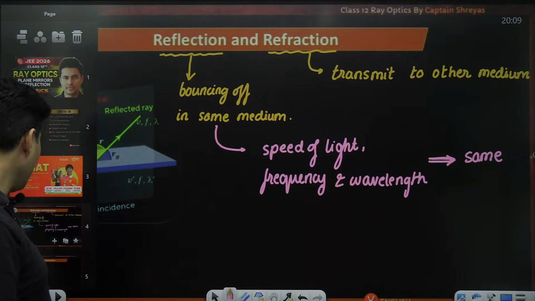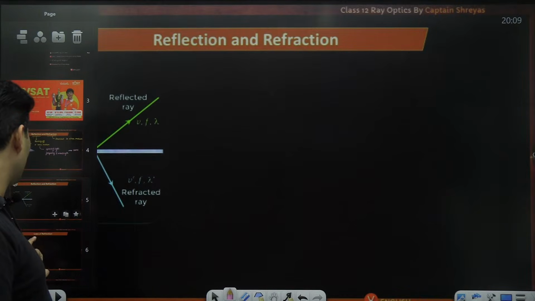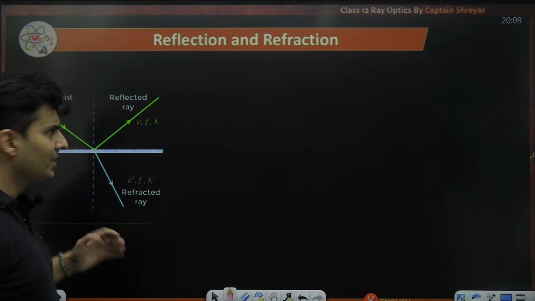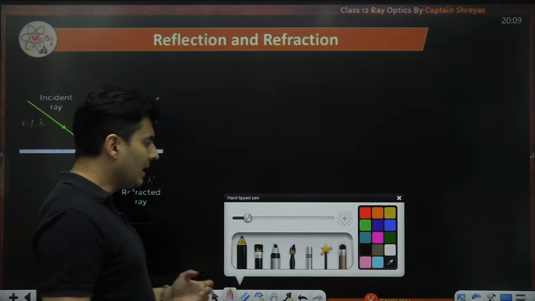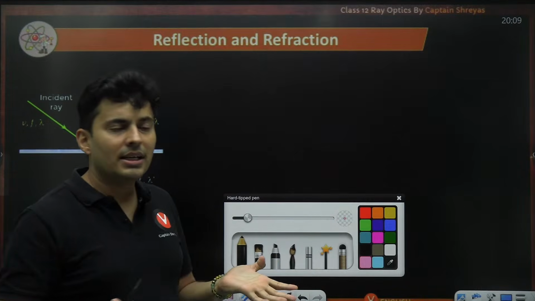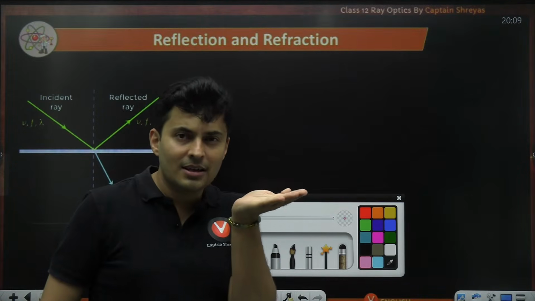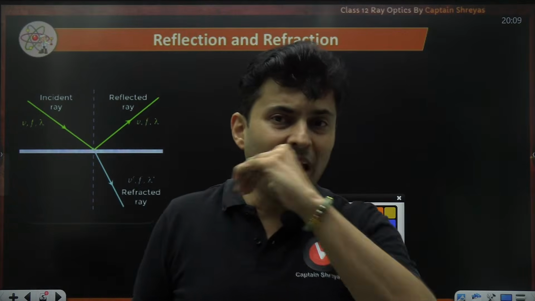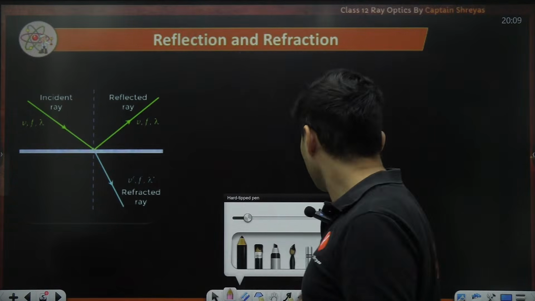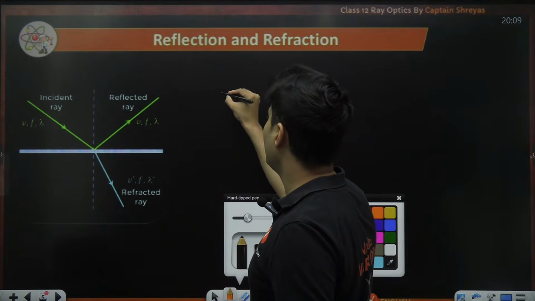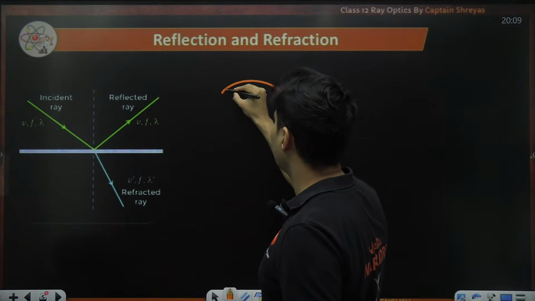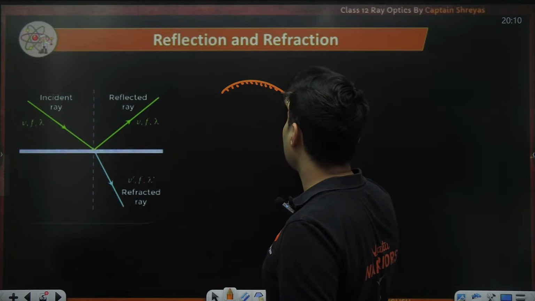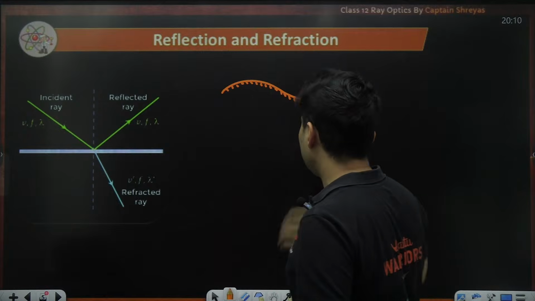Now, there are some rules which you should know for any kind of reflection. But before going there, whatever laws we are going to study are for a flat surface, but please mind that you can apply them to any kind of curved surface. For example, imagine I have a surface which is curved like this.